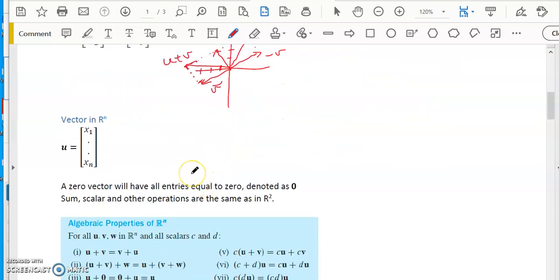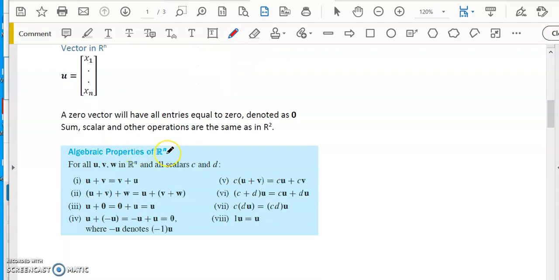We can extend column vectors to size n. Instead of 2 entries, we can have n entries. So u could be x1 up to xn. It could be 3, 4, any number you want. And a vector can have entries that are all 0, so we call it the 0 vector. Basically it's 0, 0, or 0.